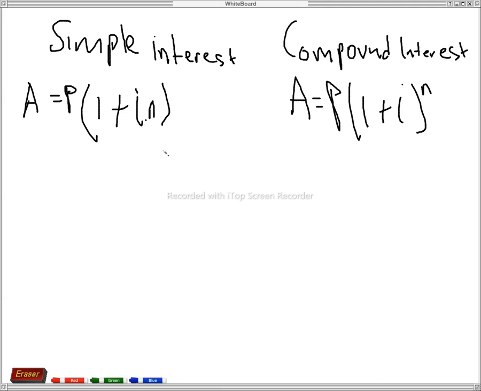We must know what these letters represent. A is the accumulated value or accumulated amount, or the future value. And P is the present value or investment.